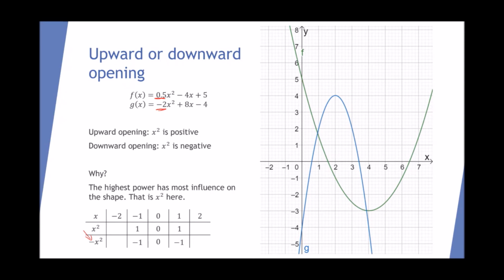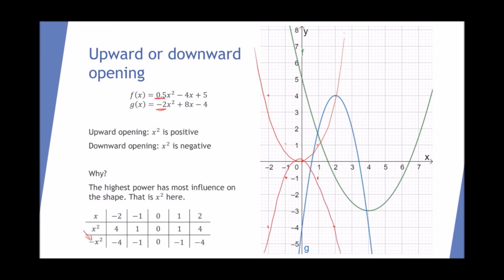Same happens for 2 and minus 2. X squared, 2 squared, minus 2 squared is both 4. But then for minus x squared, we still add that minus and we get minus 4. So for x squared, we're going to have that 4, that 1, that 0, 1, and 4. And we're going to have an upward opening parabola, roughly drawn. Whereas for minus x squared, we've got that minus 4, minus 1, 0, minus 1, minus 4, minus 9 afterwards, and we have a downward opening parabola.